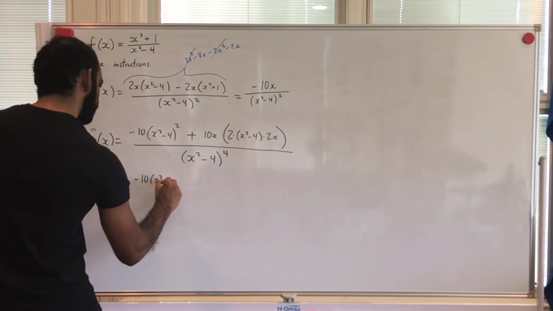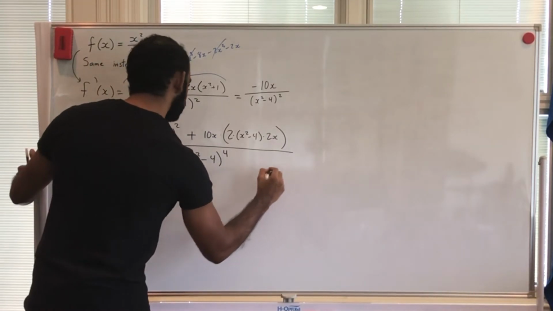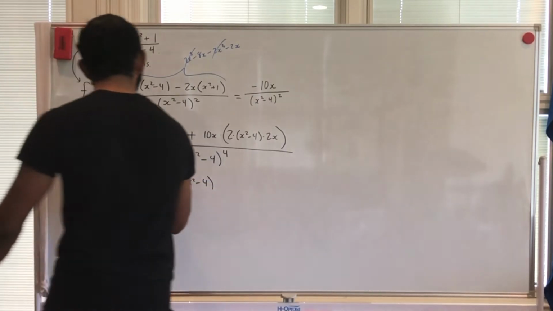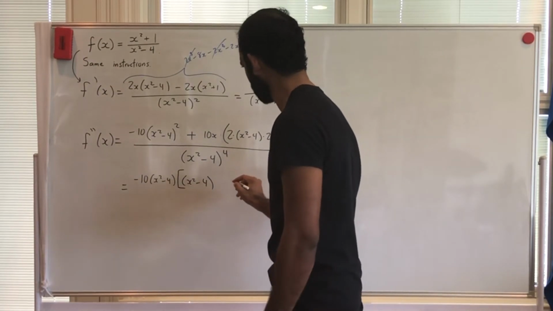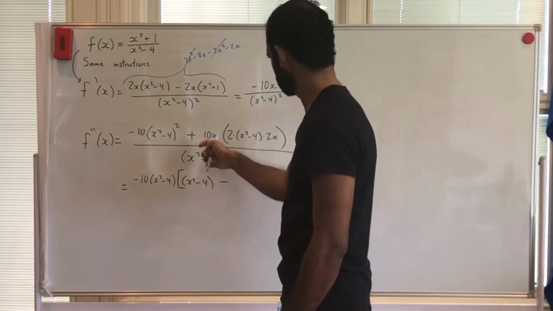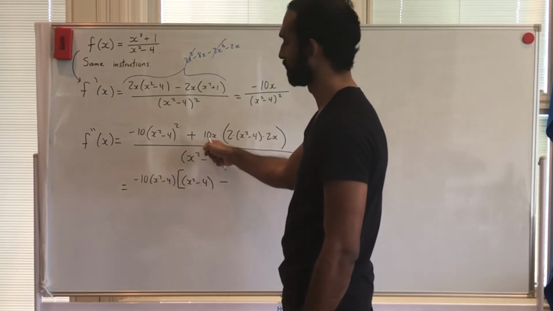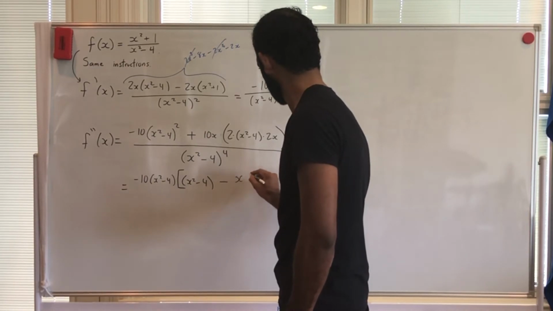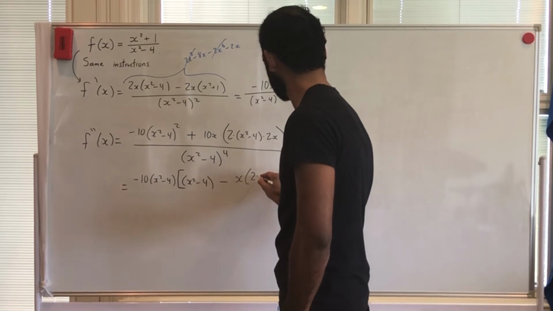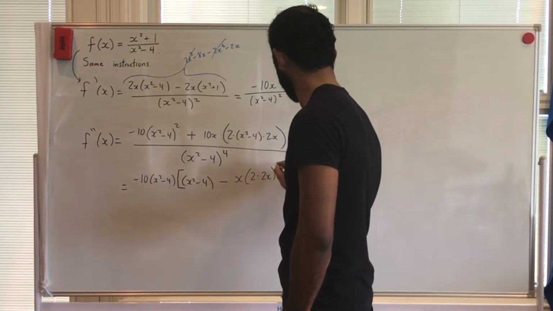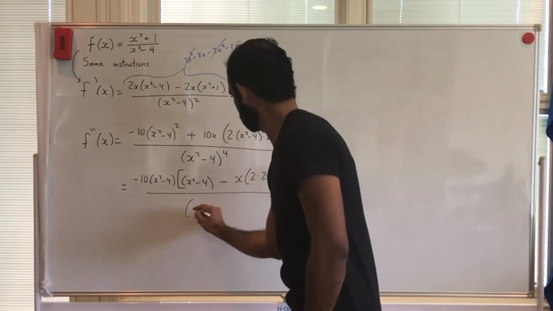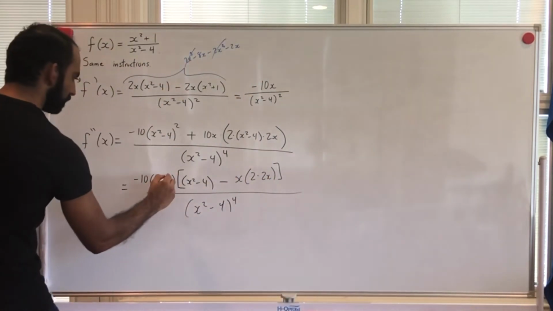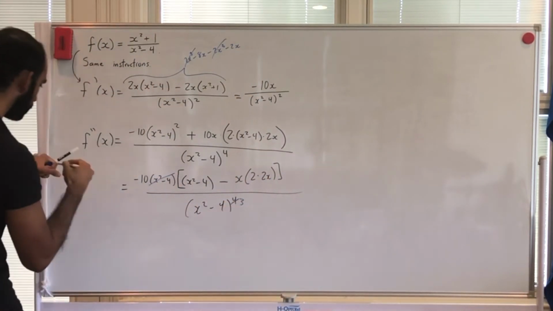Negative 10 times x squared minus 4, and the leftovers I will bracket. I'm left with a single x squared minus 4 for the first term, and for the second term, I have x times 2 times 2x, all over that to the 4th. And now look, this goes away, so I have a 3 on the bottom.